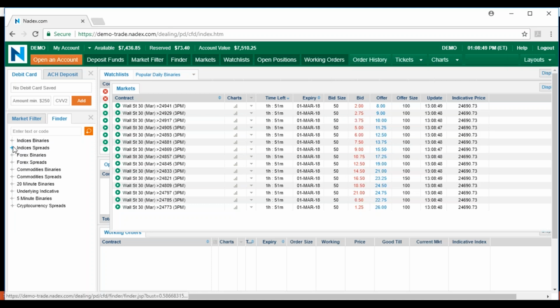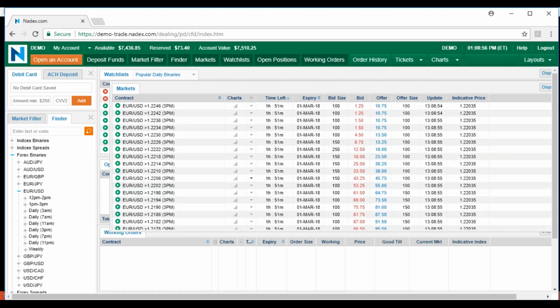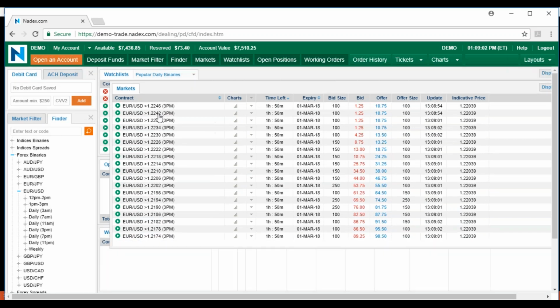All right. Let me pull up some forex binaries real quick here as well. Same thing here. We've got a bunch of different strike prices, right? And notice each one of these strike prices is different. Right here under the offer side, that's the price we can buy it for. Here's the price we can sell it for.